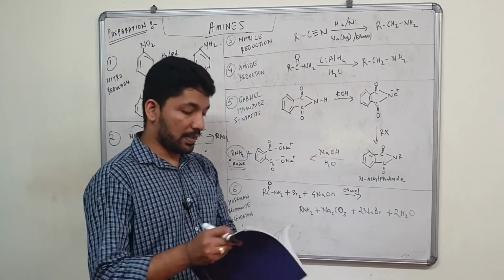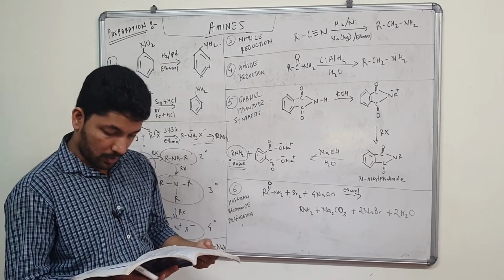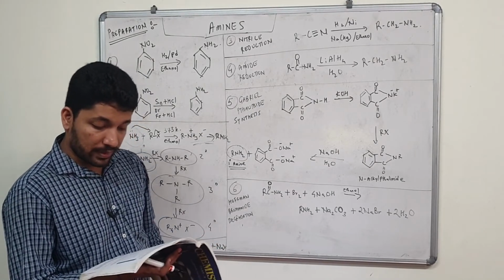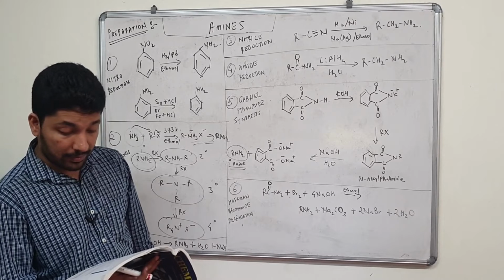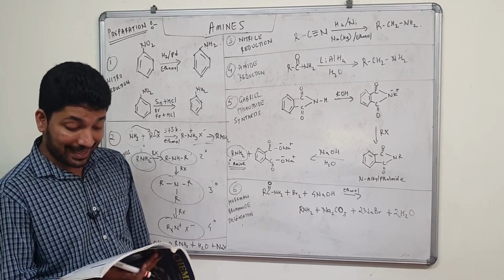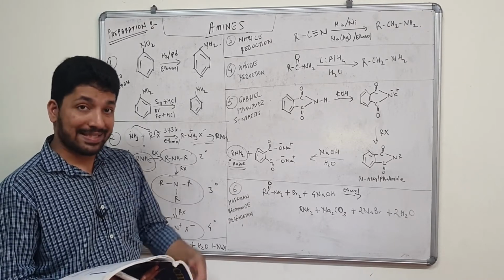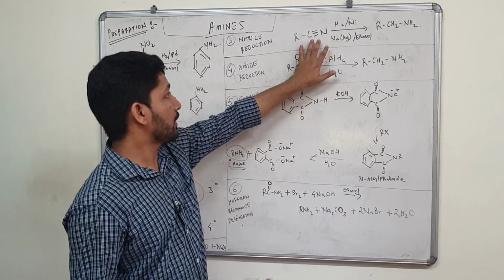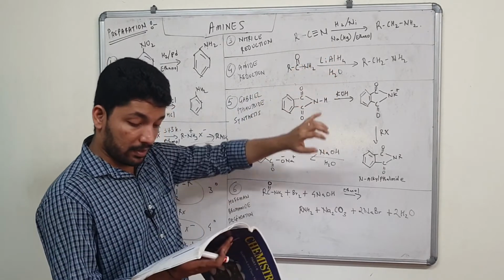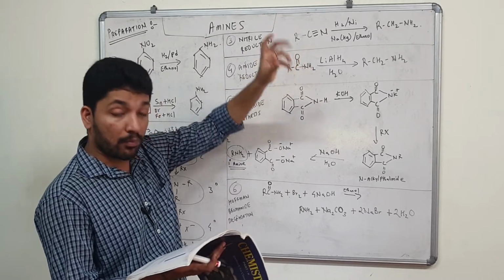This happens in the presence of ethanol again. I'll read that nitriles on reduction with lithium aluminium hydride or catalytic hydrogenation produce primary amines. This reaction is used for the ascent of the amine series. So what is the ascent of the amine series? It gives an amine containing one carbon atom more than the starting amine.